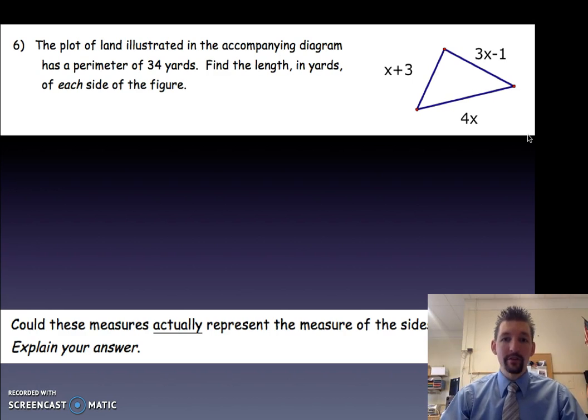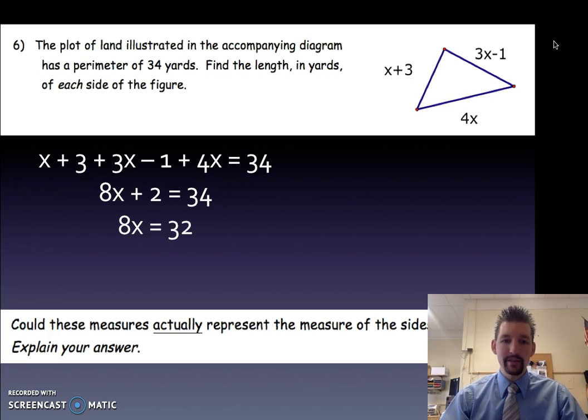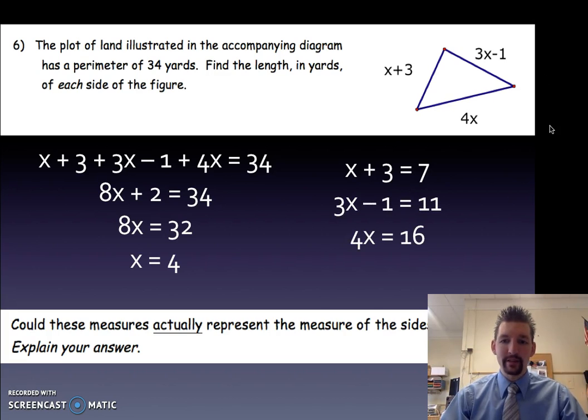Okay, so if we are looking for perimeter, that means that we have to add up all three sides. So we'll have x plus 3 plus 3x minus 1 plus 4x, and that's going to equal 34 because that's what we were told our perimeter was. From there, we can simplify down to 8x plus 2 equals 34. We would subtract 2 from both sides and then divide by 8 to get x equals 4. And then you're going to plug back in: x plus 3 is 7, 3x minus 1 is 11, and 4x equals 16. So this answers the first part up here, to find the length of the three sides, so 7, 11, and 16.